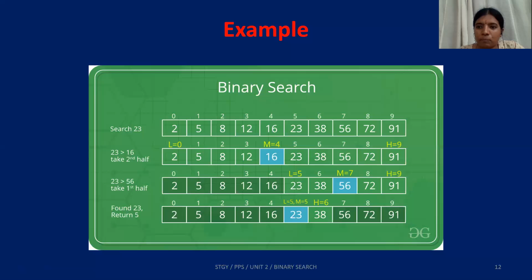5 is mid. A[i] is equal to A[mid]? Yes, it is true. So therefore you return mid. Mid value is 5 now. So therefore you return 23. So this is how binary search works, and this is a simple example for that.